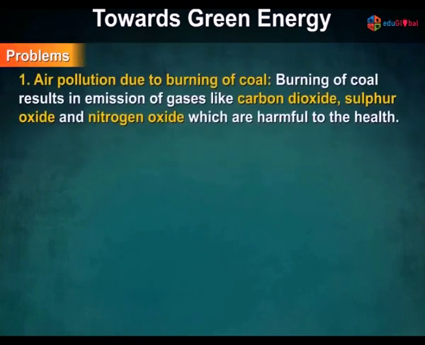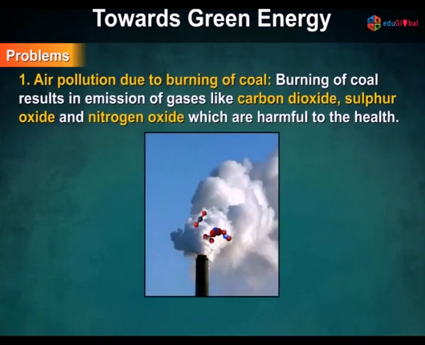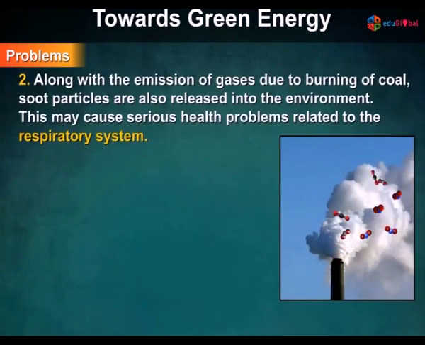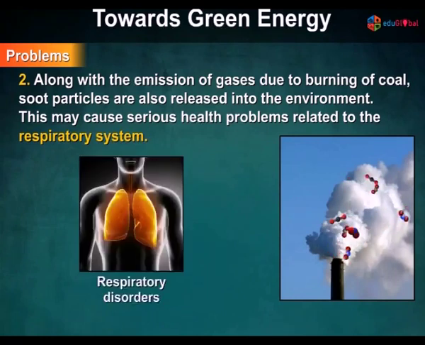Problems. 1. Air pollution due to burning of coal. Burning of coal results in emission of gases like carbon dioxide, sulfur oxide and nitrogen oxide, which are harmful to health. 2. Along with the emission of gases due to burning of coal, soot particles are also released into the environment. This may cause serious health problems related to the respiratory system.